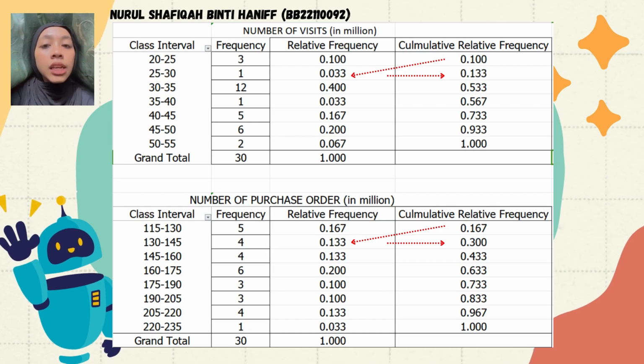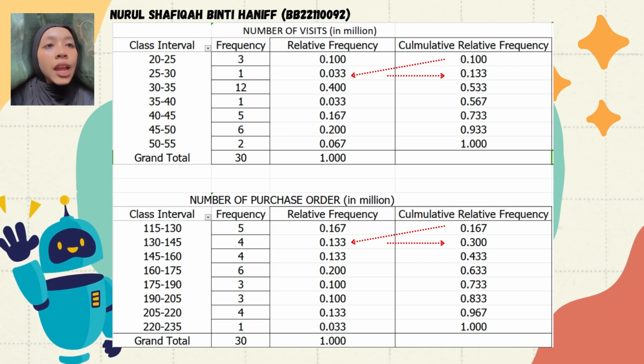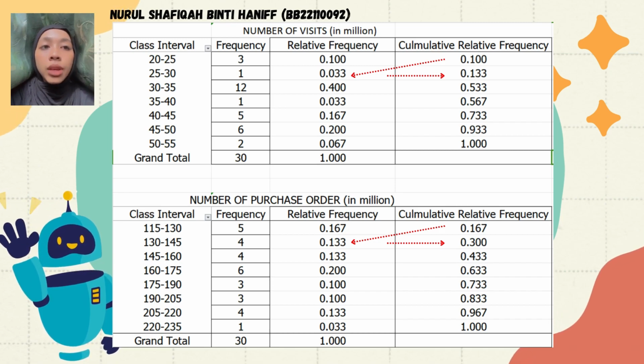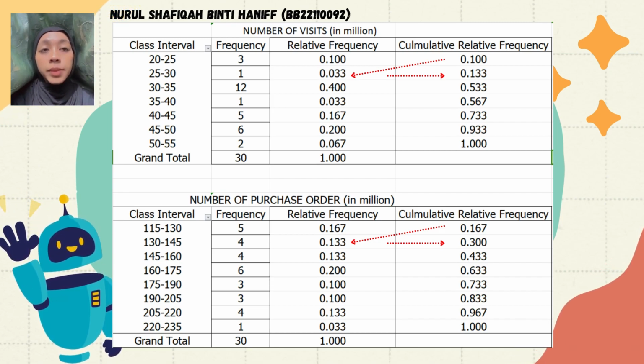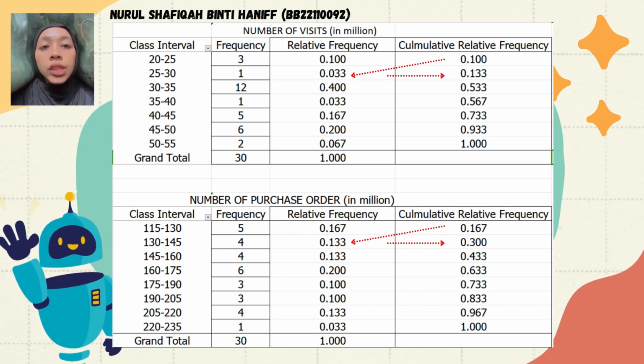It is the same for the third one. You calculate it and continuously add, and the last class interval must be 1. The same goes for the number of purchase orders, where you use the same formula but with the data from purchase order.